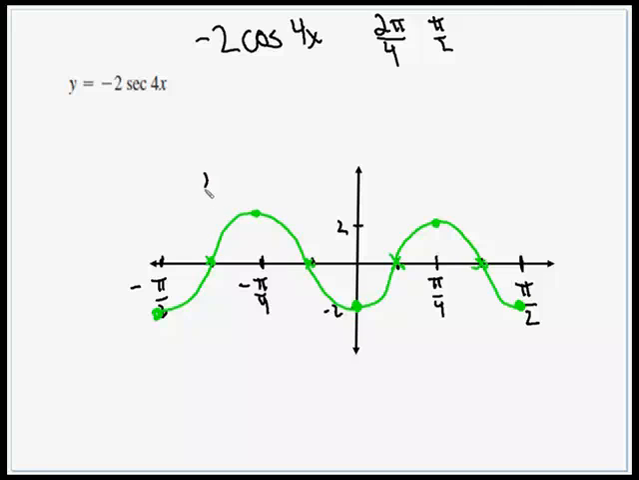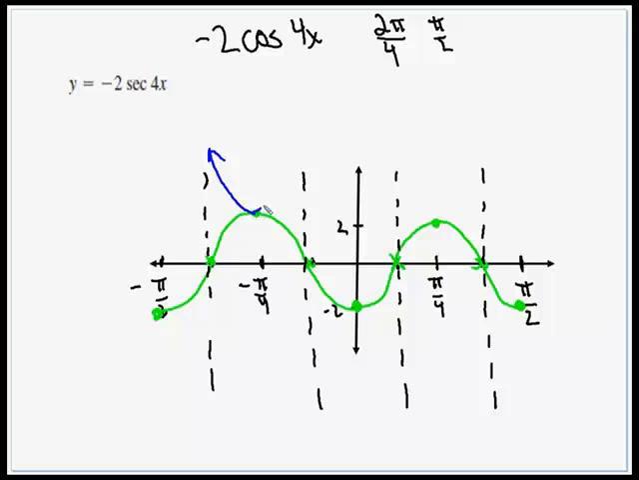Alright, x-intercepts turn into asymptotes. And from max values, parabolas opening up. Minimum values have parabolas opening down. And there's our graph of negative 2 secant of 4x.